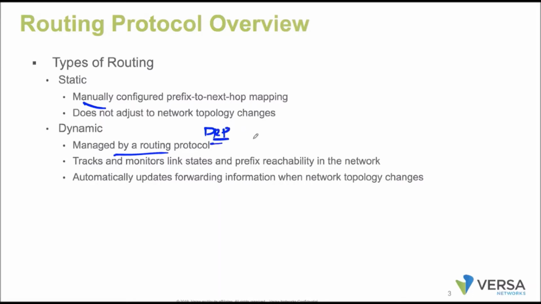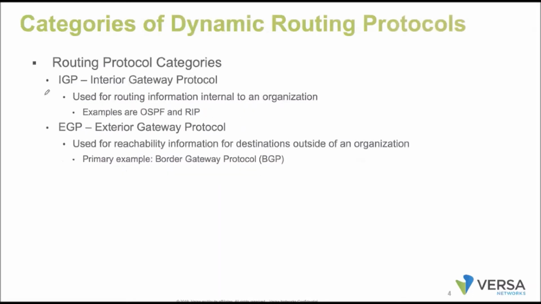When it comes to dynamic routing protocols, we know they are part of the IGP and the EGP. The interior gateway protocol runs within the autonomous system, and examples include OSPF. The EGP is the protocol which runs between autonomous systems, and BGP is an example.